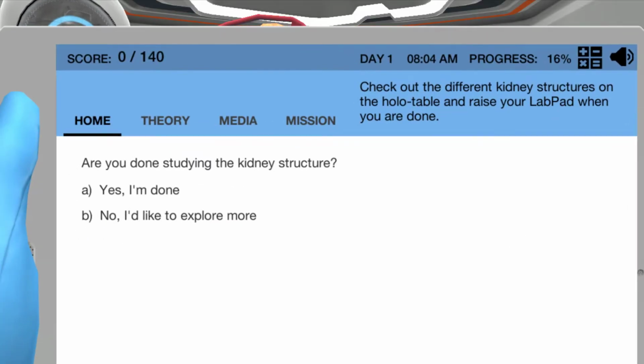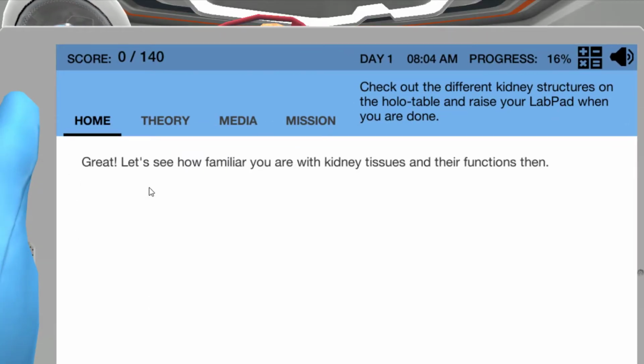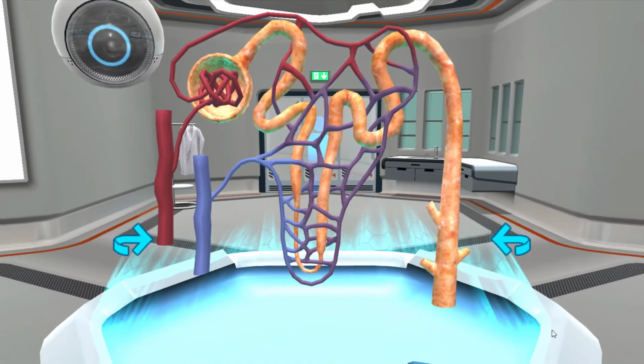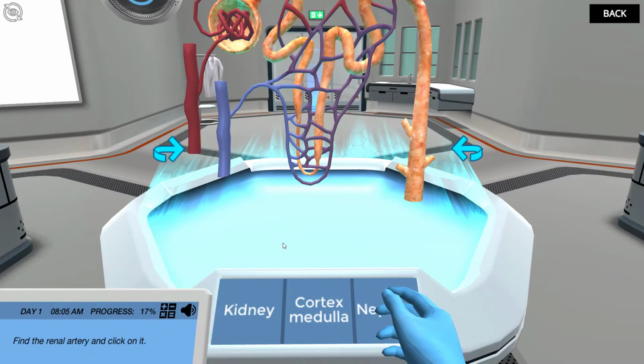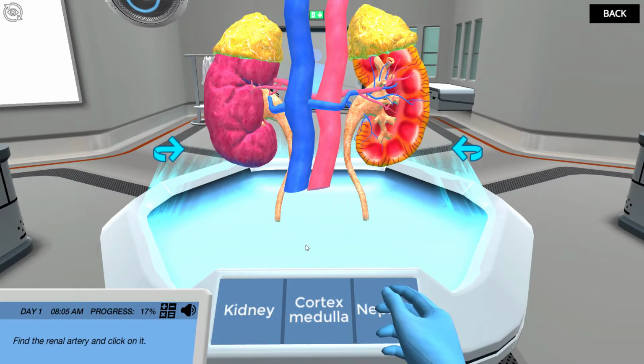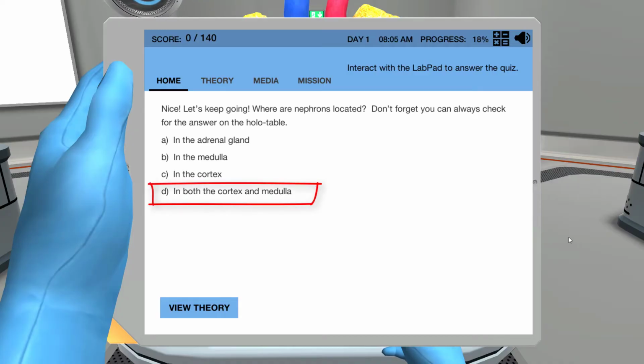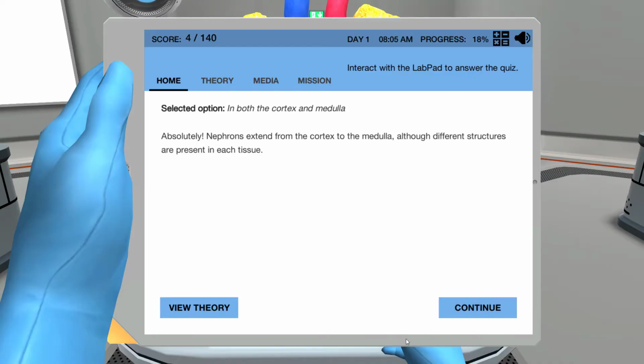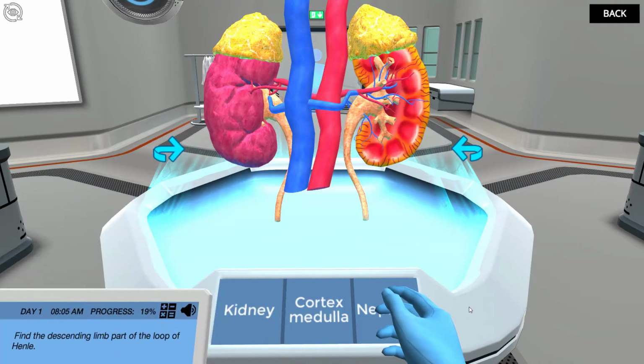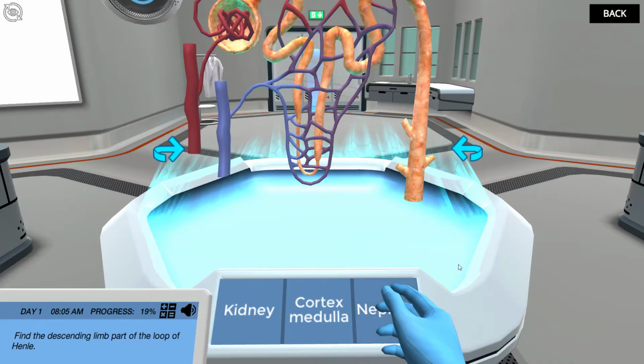Are you done studying the kidney structure? Great, let's see how familiar you are with kidney tissues and their functions then. Find the renal artery and click on it. Nice, let's keep going. Where are nephrons located? Don't forget you can always check for the answer on the hollow table. Absolutely. Nephrons extend from the cortex to the medulla, although different structures are present in each tissue.